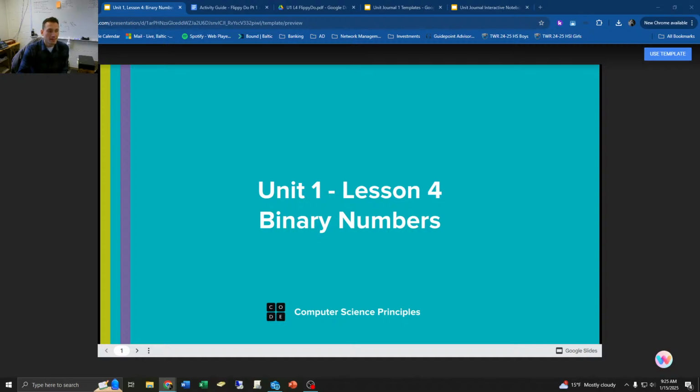And standards CSTA K-12 Computer Science Standards 2017. This is DA, Data Analysis, 3A-DA-09, and that is translate between different bit representations of real-world phenomena such as characters, numbers, and images.